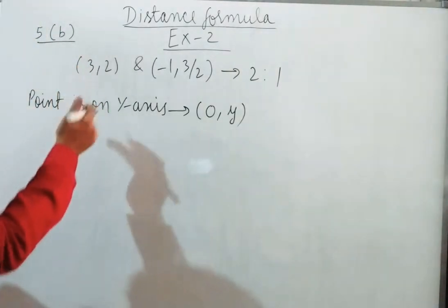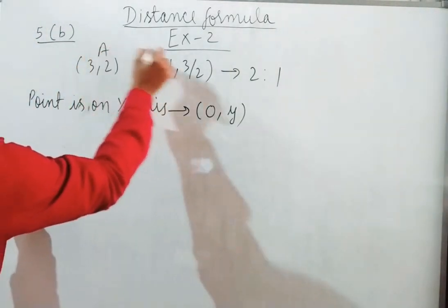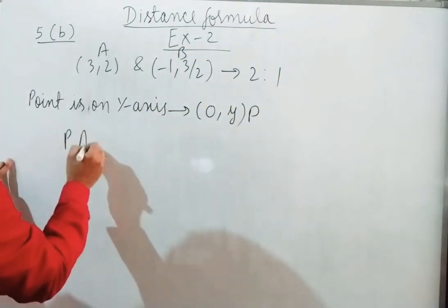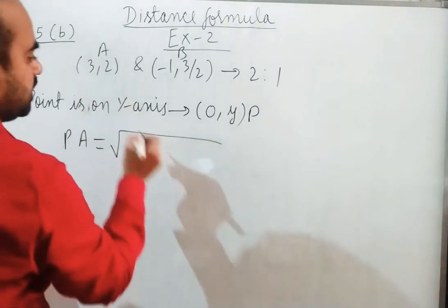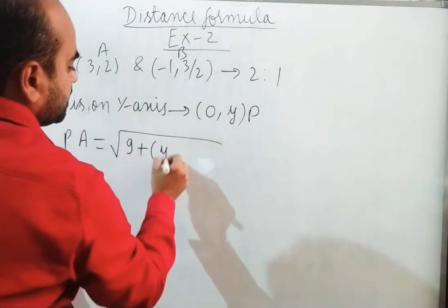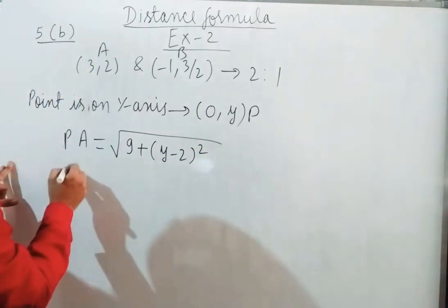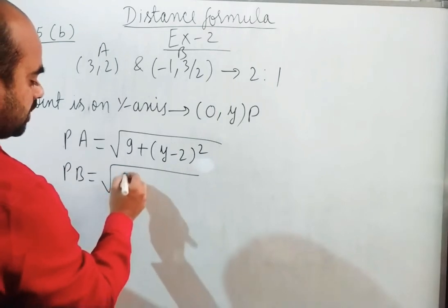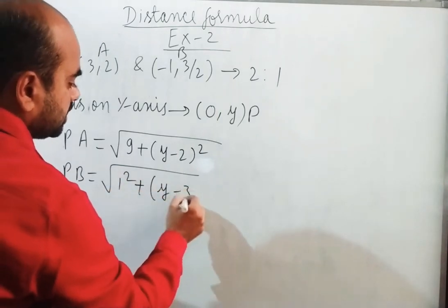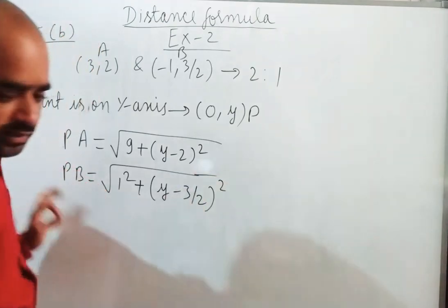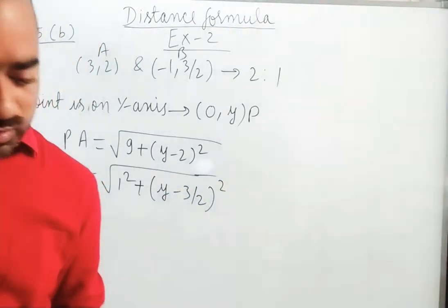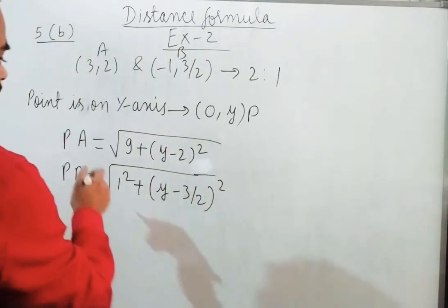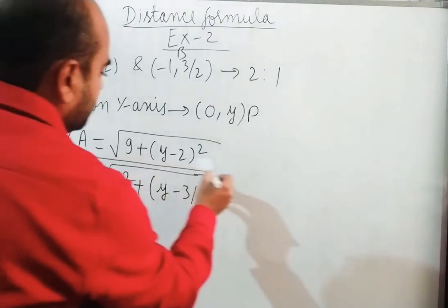Correct? So take the distance. So suppose this is A, this is B and this point is P. So PA is what? PA will be root of (3 minus 0) whole square, 9, plus (y minus 2) whole square. Similarly PB will be root of (0 minus minus 1), that is 1 square, plus (y minus 3 by 2) whole square. Correct? Now the ratio PA upon PB is what?